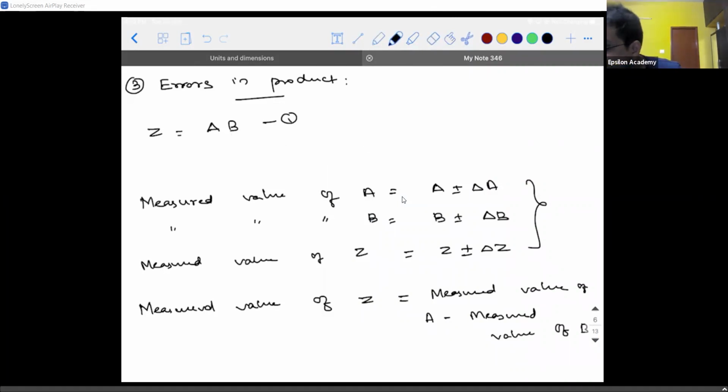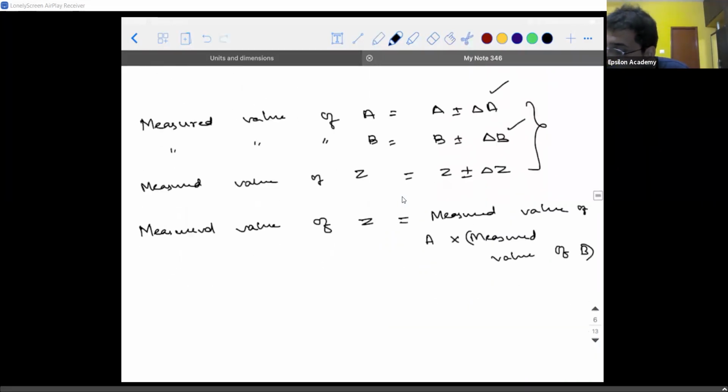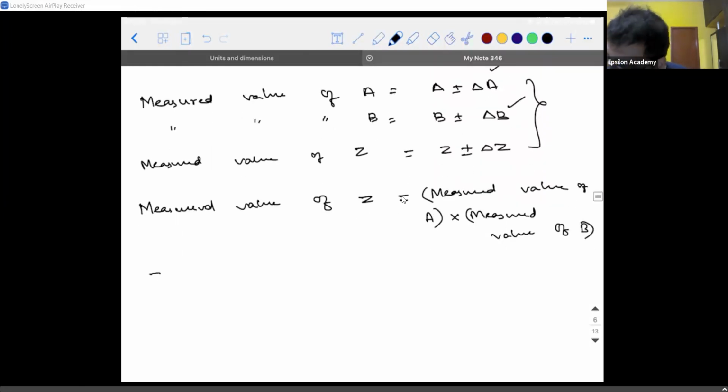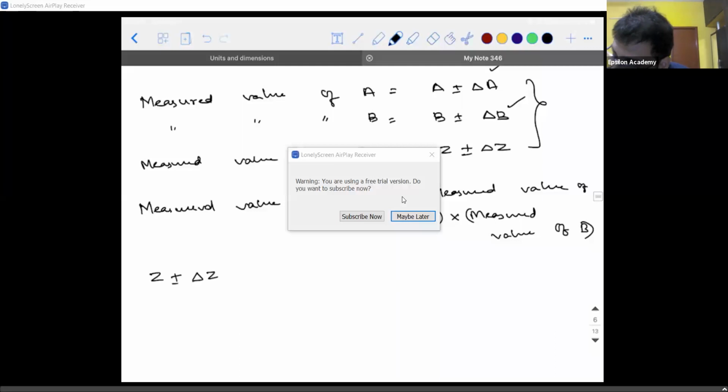So measured value of A will be A plus or minus delta A. Measured value of B will be this thing. Measured value of Z will be Z plus or minus delta Z. So measured value of Z will be equal to measured value of A into measured value of B in this case, because Z is nothing but product of A and B. So Z plus or minus delta Z will be equal to A plus or minus delta A into B plus or minus delta B.